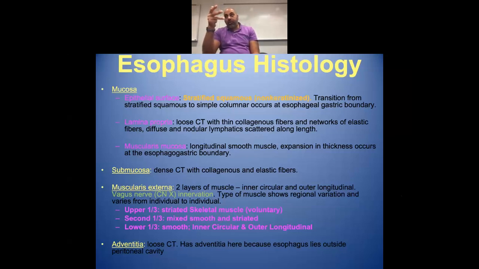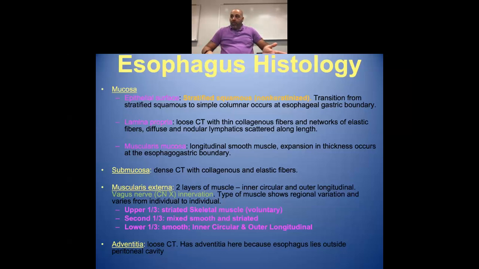Kind of jumps around. Mucosa, submucosa, muscularis externa, adventitia, because it is technically retroperitoneal. It's outside the peritoneum. As far as mucosa goes, we see the epithelial will change as we transition through the different parts of the GI tract.